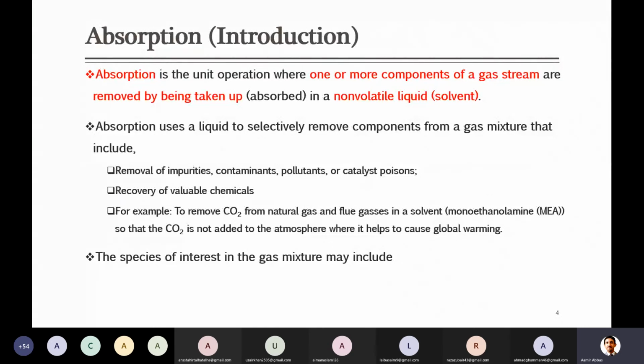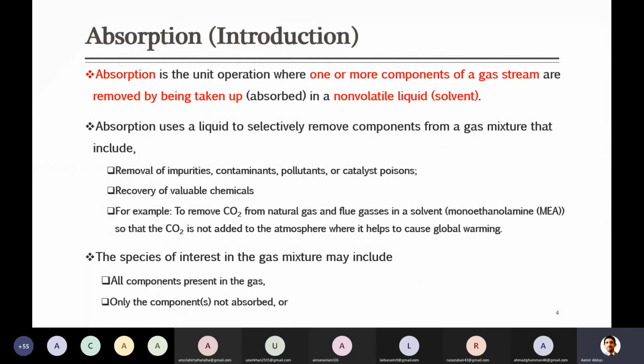Whenever you are using this technique of absorption, the species of interest, meaning those species which we are absorbing, may include all components present in the gas. It means the component which we are absorbing can be of some benefit, and all those components of the gas which are not absorbed can also be of some interest to us. Sometimes your components of interest are those which are not absorbed.